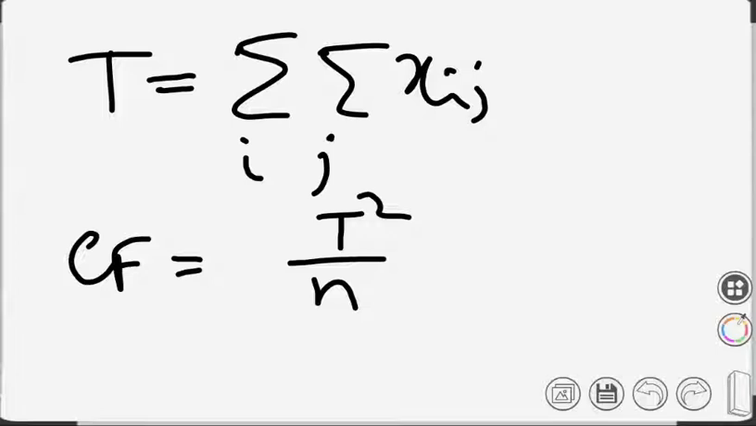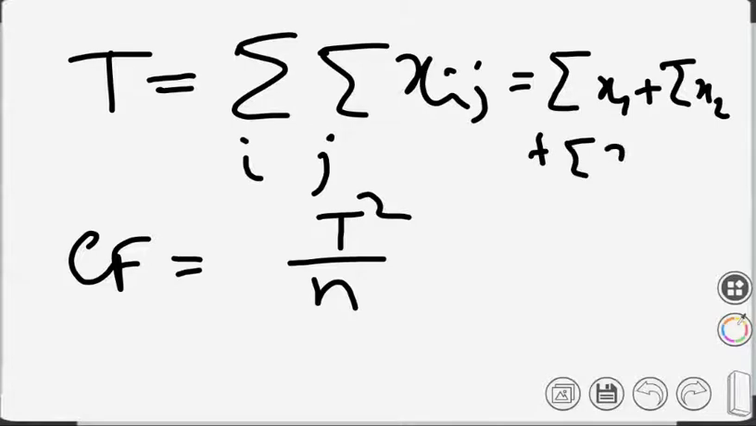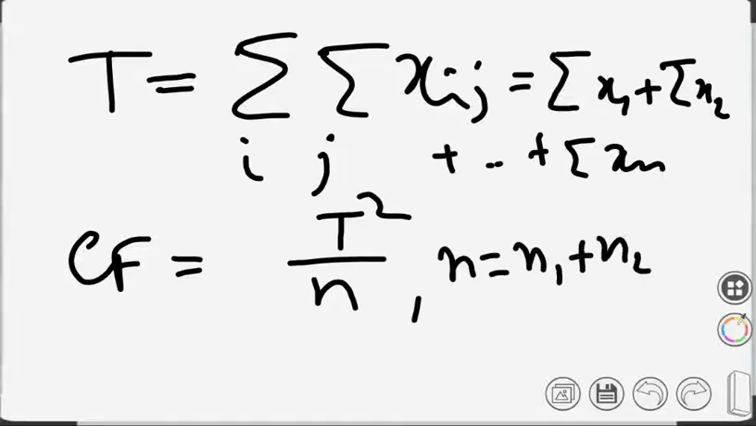You can write T equals summation of x1 plus summation of x2 plus dot dot summation of xn. I will explain, where n equals n1 plus n2 plus dot dot plus nr. This is not xn, it is xr. So what does that mean?